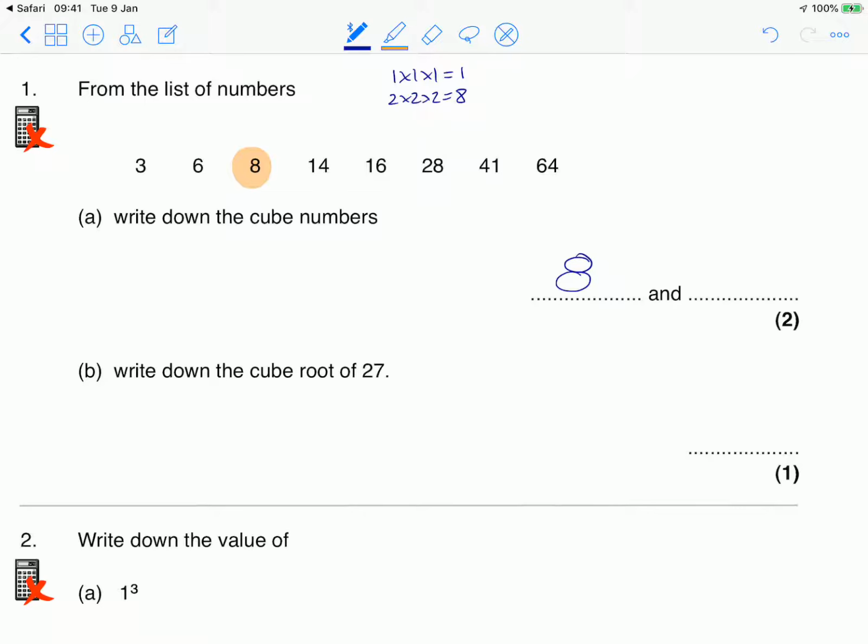3 times 3 times 3 gives me the cube number of 27. 4 times 4 times 4 gives me the cube number of 64. So I'm not looking at the list, I'm looking for very specific numbers. And I can see that the two cube numbers that they wanted here was the 8 and the 64. The cubed root of 27, well, this comes from thinking backwards now. What did I need to make a 27? And the answer would be 3.